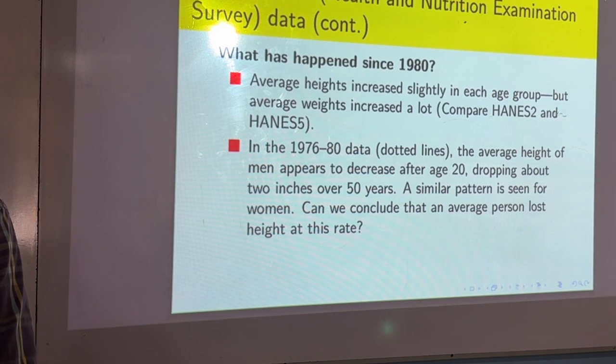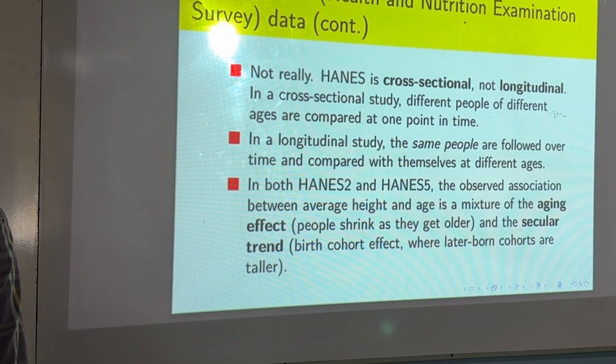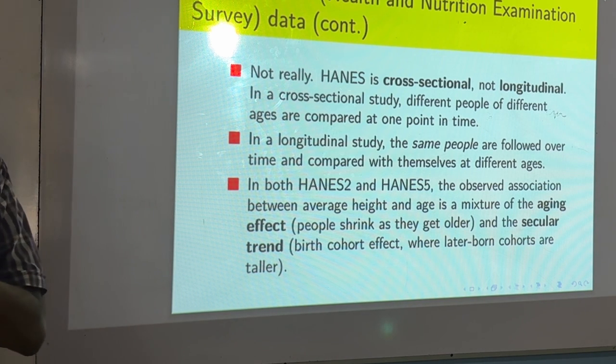In the first one, the 1976 to 80 data, the average height of men appears to decrease after age 20, dropping about 2 inches after 50 years. A similar pattern is seen for women. Can we conclude that the average person lost height? No, we cannot. That's what I explained earlier, because this is a cross-sectional study, not a longitudinal one. In a longitudinal one, we would have been following the same people, but here it's not like that. Therefore, we cannot come to a conclusion like that.